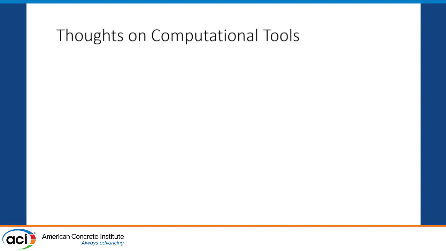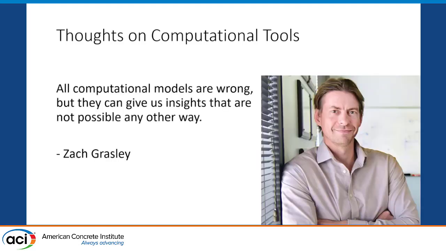I'm going to start out talking about just some thoughts on computational tools. I'm going to tap into the person that I think is one of the best active modelers today. He's very active, he's a great guy. I work with him a lot, and he says this: all computational models are wrong. But they can give us insights that are not possible any other way. And what is he saying there? He's saying that they're not perfect. He's saying that they are useful, they're a place to start, they're powerful, but they're not necessarily perfect.